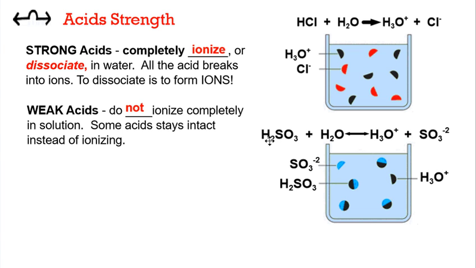In this example, we have sulfurous acid, which is a weak acid, with water forming hydronium and sulfite ion only rarely. In a true solution of sulfurous acid, we would have less than 1% of all of our acid actually form ions.